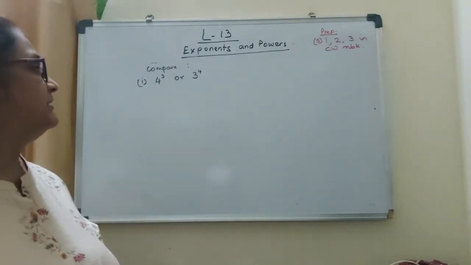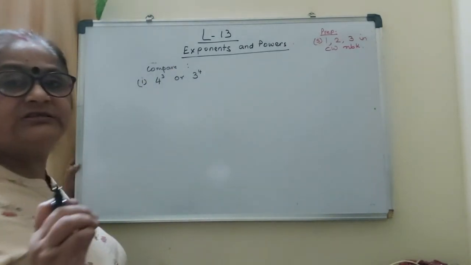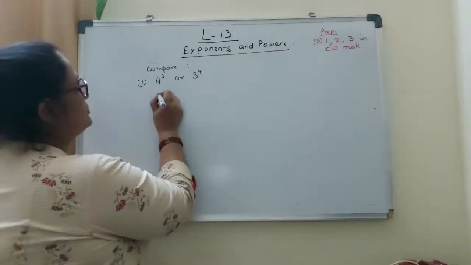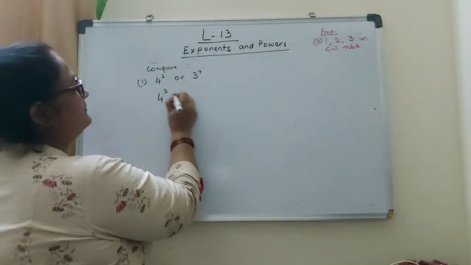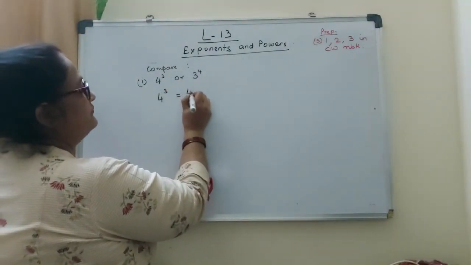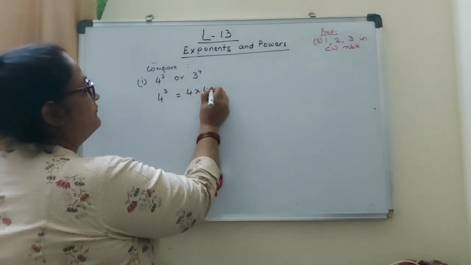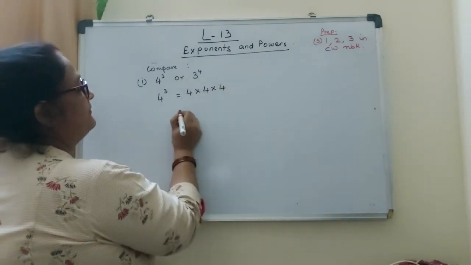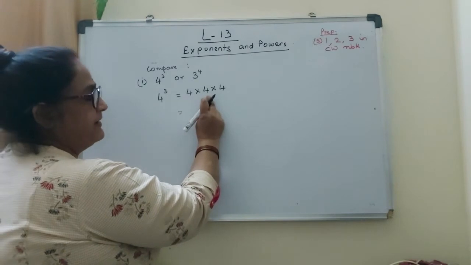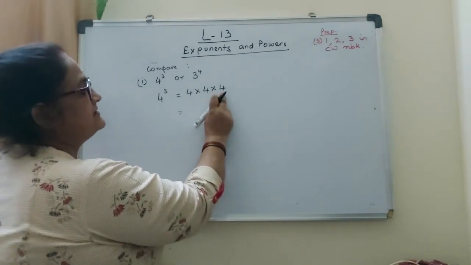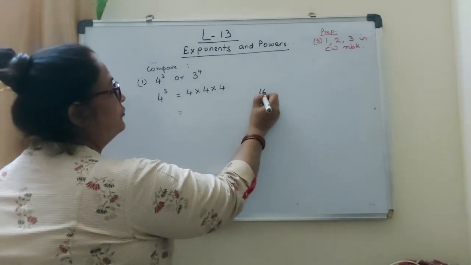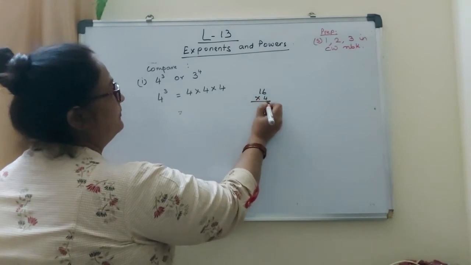Now we are comparing whether 4 raised to the power of 3 or 3 raised to the power of 4 is greater. Now for that you must know the answer to it. So we will find the answer. 4 raised to the power of 3 is 4 multiplied by 4 multiplied by 4. 4 multiplied by 4 is 16. 16 multiplied by 4 is 64.